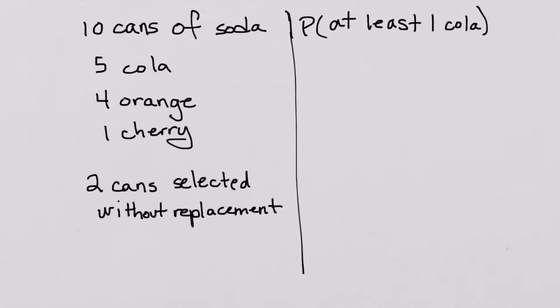In this problem, we have 10 cans of soda: 5 cola, 4 orange, 1 cherry, and 2 cans are being selected without replacement, and we're asked to find the probability of selecting at least 1 cola. So maybe you get 1 cola or maybe you get 2 colas. So I'm going to go to the next page and give you an idea of how this works.